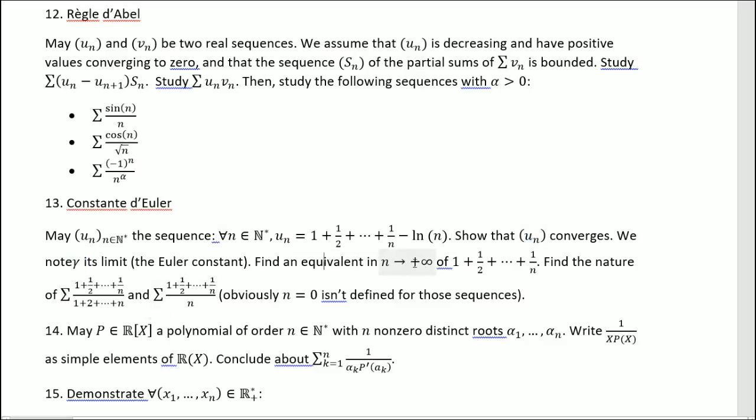We want to find an equivalent when n goes to plus infinity of u n, but without the ln of n, and find the nature of the sum of the 1 over k divided by the sum of k. And then the sum of the sum here, and here the sum of the 1 over k divided by n. Obviously n equals 0 is not defined, because here there is a 1 divided by n, and here there are two divisions by n, so we can't define it.